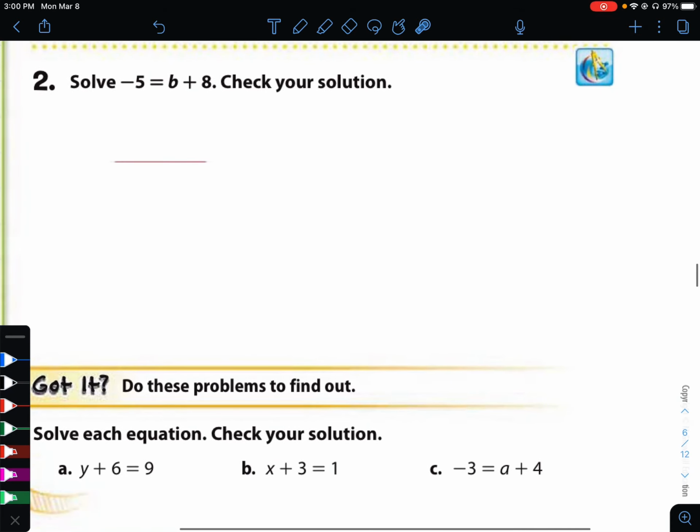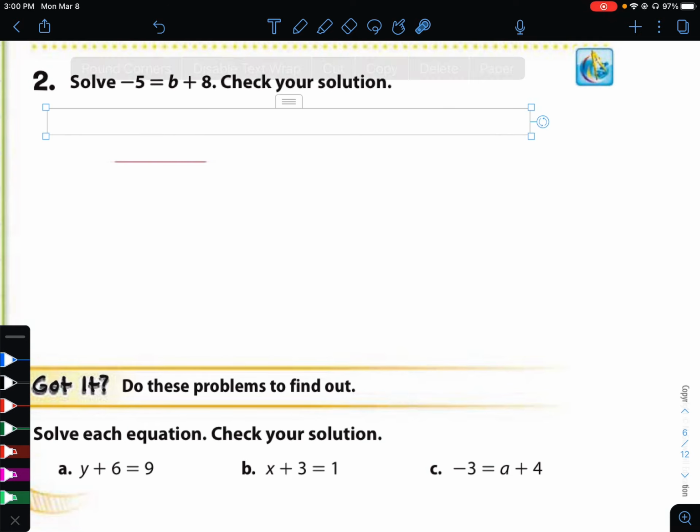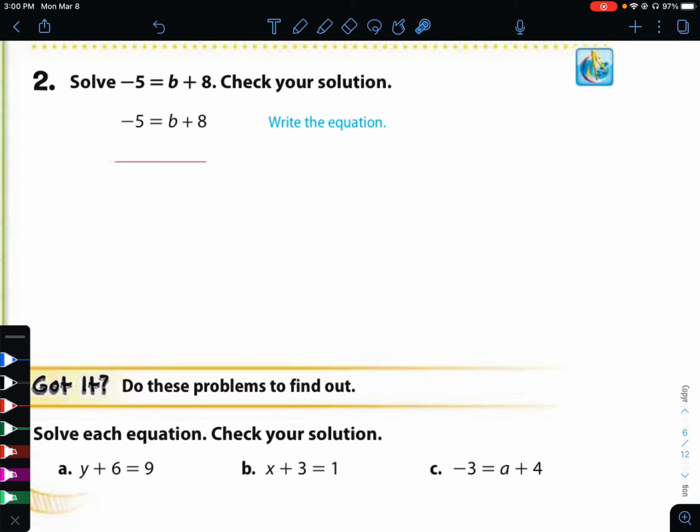In example number 2, negative 5 equals b plus 8. Again, we copy the equation down, and we have negative 5 equals b plus 8. Look at our equation. Our variable is on the right side. Therefore, we need to undo positive 8.